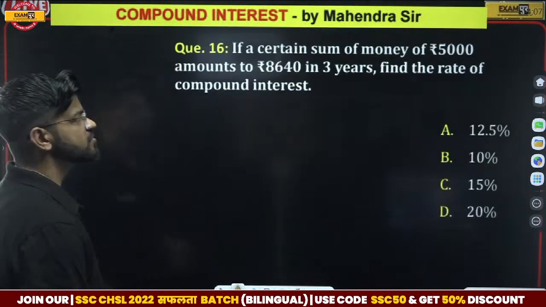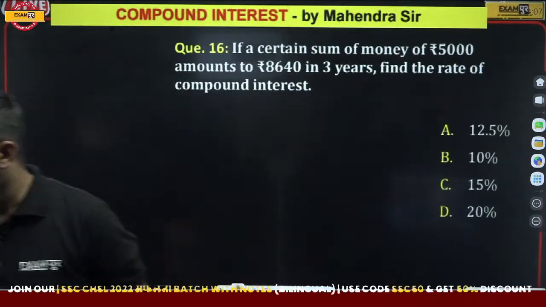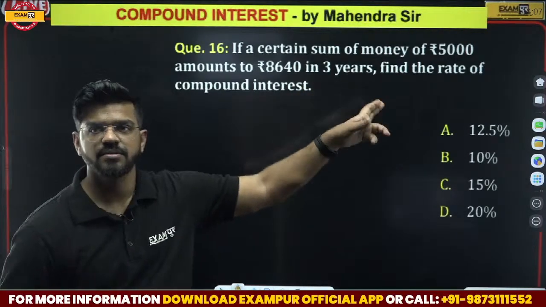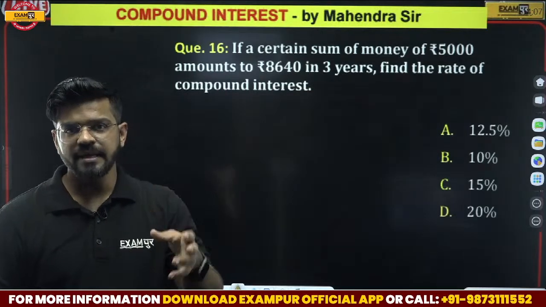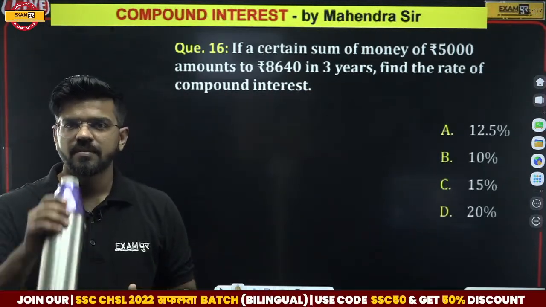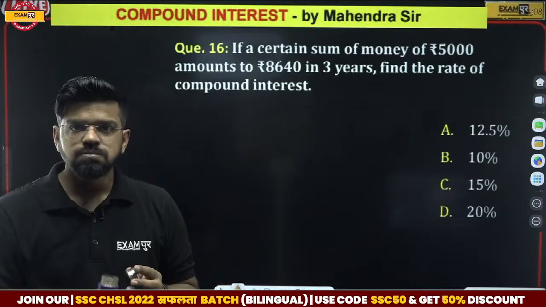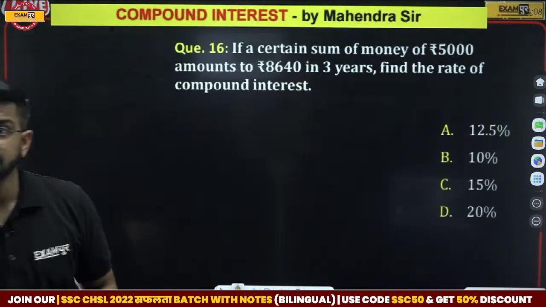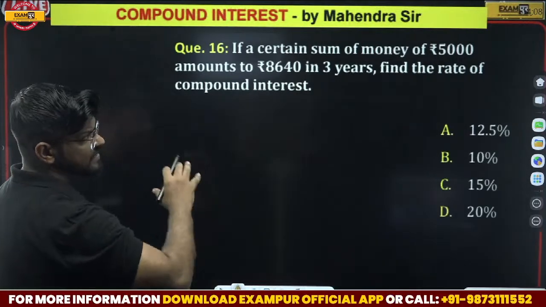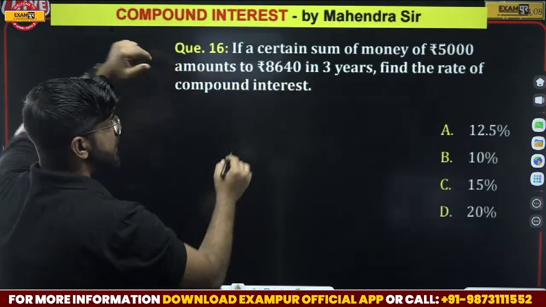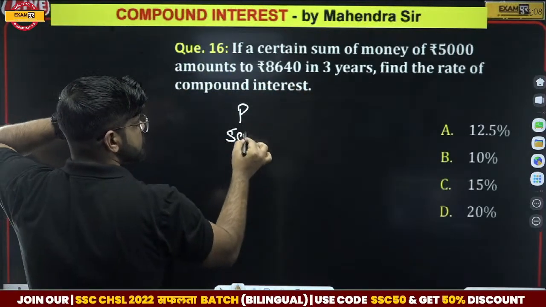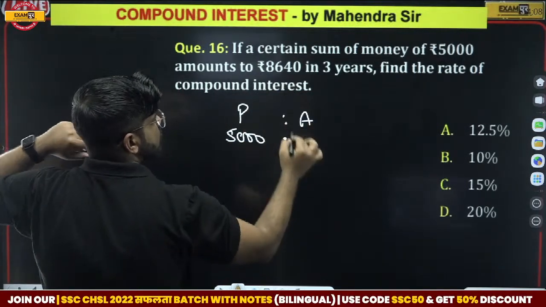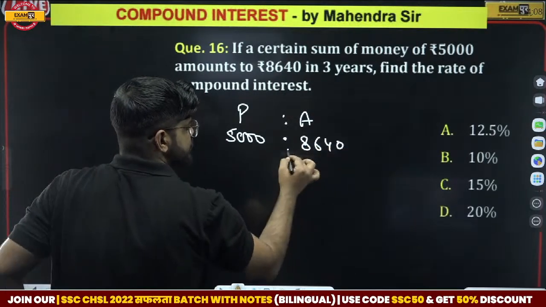Now tell me the answer of this question. This is for 3 years. Apply the same technique and now tell me the answer of this question. If a certain sum of money, that means P is 5,000, and my amount is 8640.